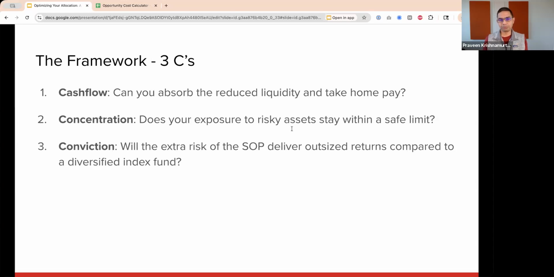Cash flow. Can you comfortably absorb the reduced paycheck? Concentration. How does this affect your overall risk exposure? Conviction. Do you have a real investment thesis, or is the decision driven by emotion or peer influence or some other factor? All three C's matter, but depending on your life stage and goals, different C's become more relevant. What matters is understanding which C is the most meaningful for you right now.